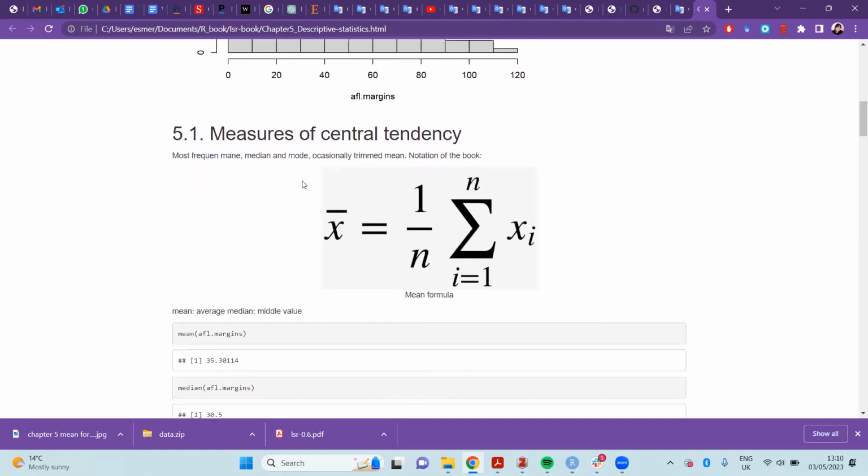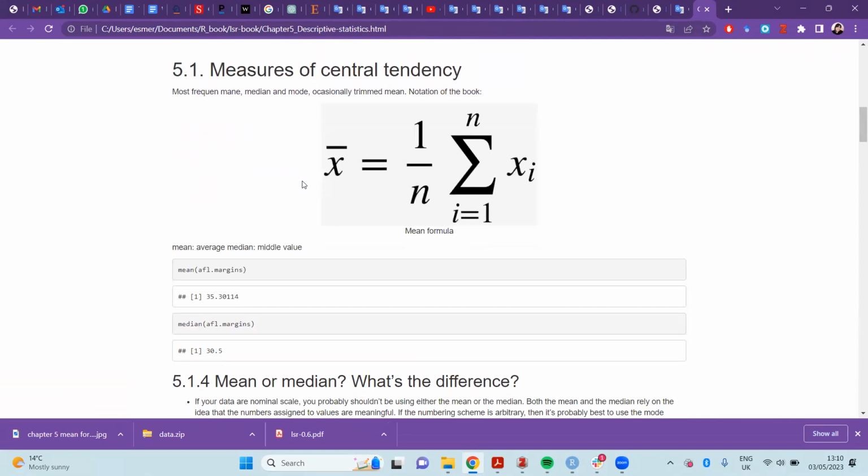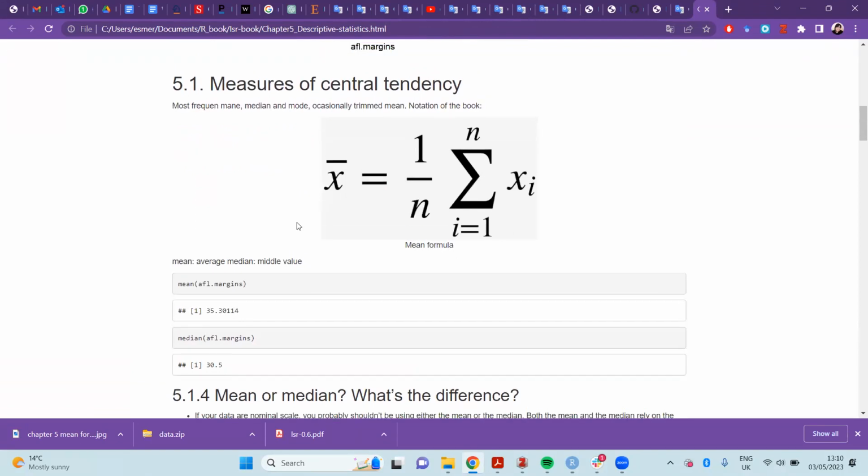But we can also describe the data using the measures of central tendency that probably you all know. The book is retaking these concepts, saying that they are the most important things to describe a data set, which are the mean, the median and the mode, and it introduces a concept which is the trimmed mean.